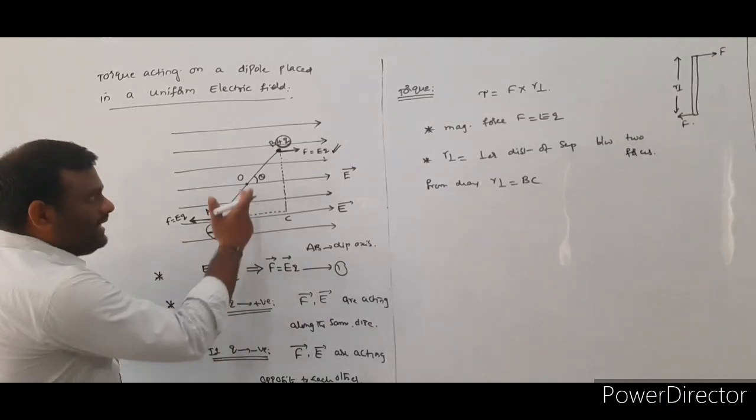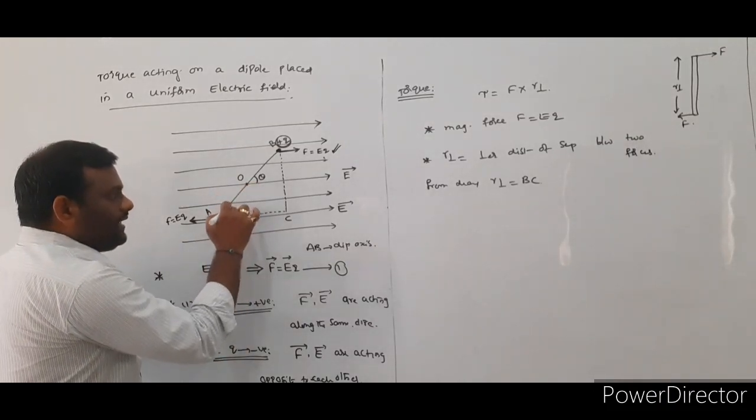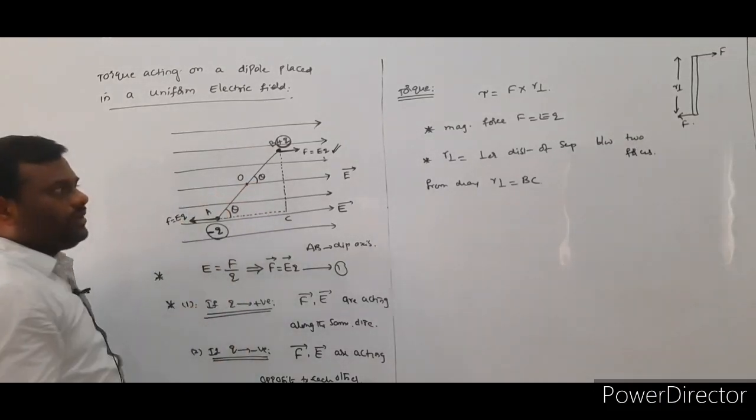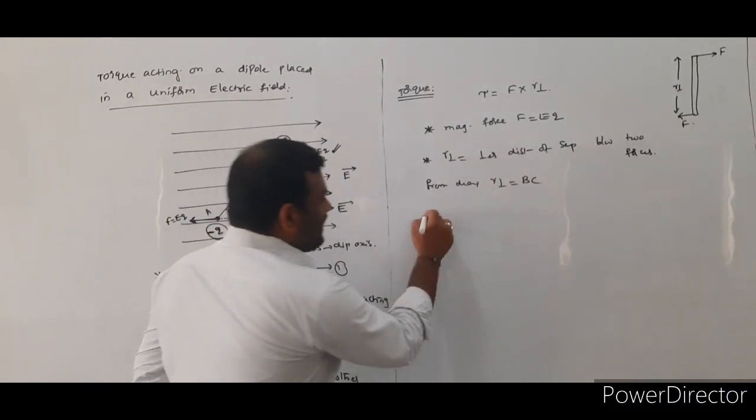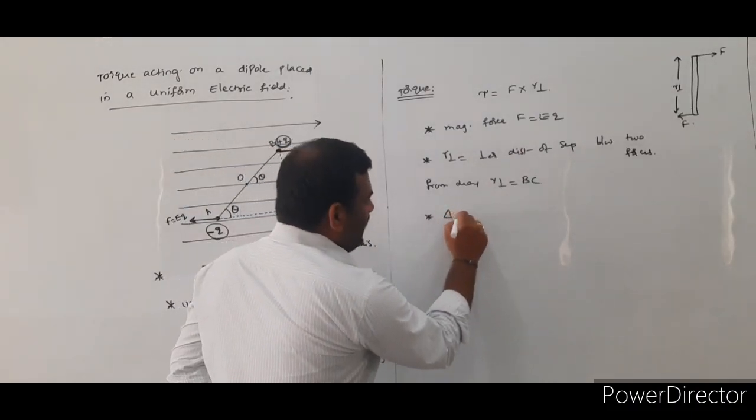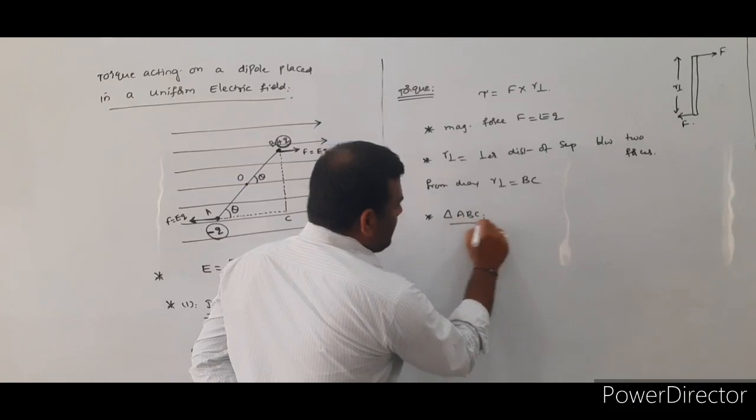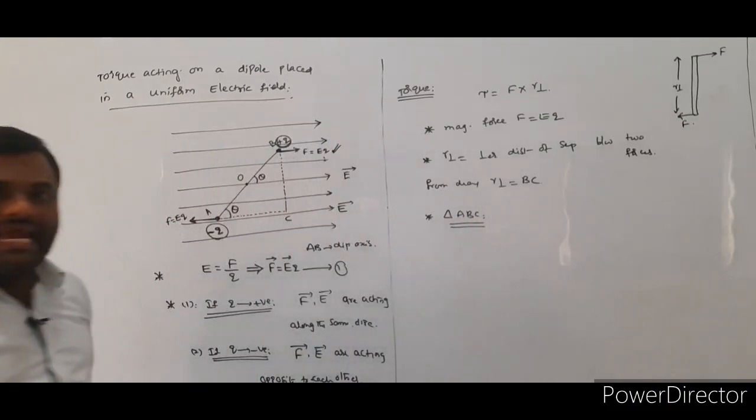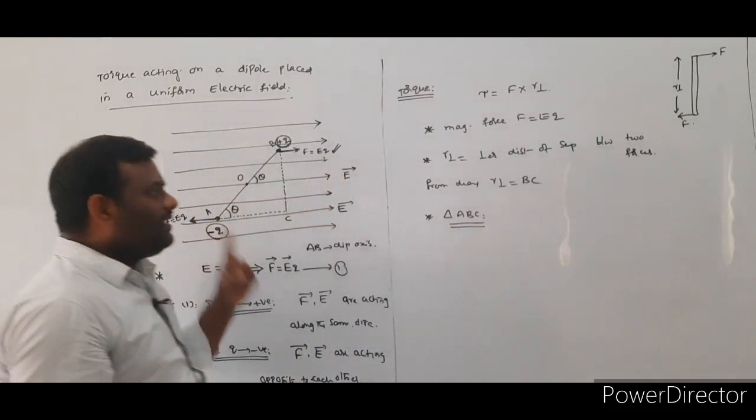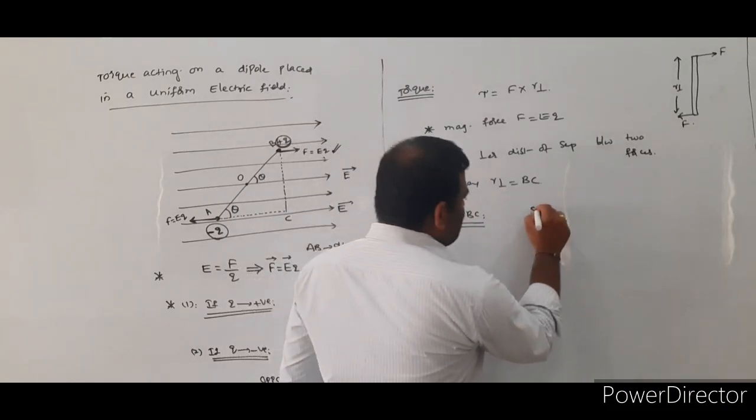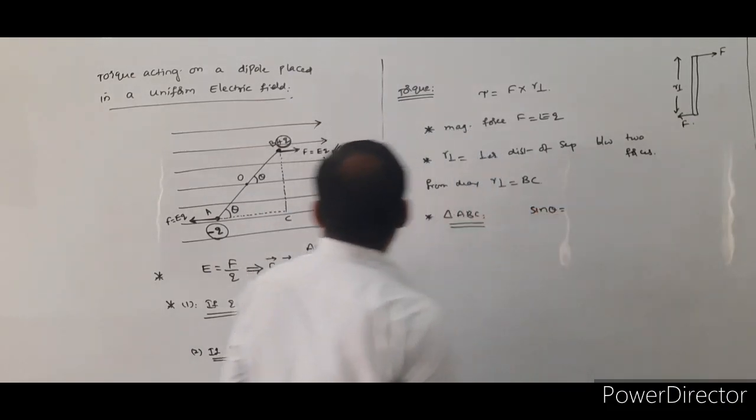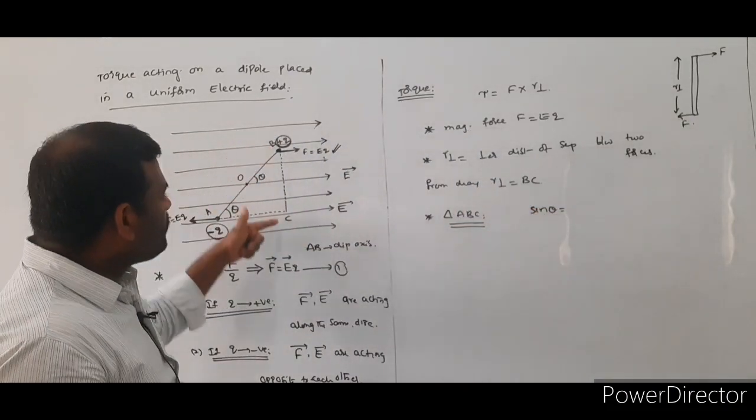See here, if this angle is equal to theta, this angle also is equal to theta. So here I consider the right angle triangle ABC. From the right angle triangle ABC, I will take sin theta. Sin theta is equal to the opposite side. What is the opposite side?